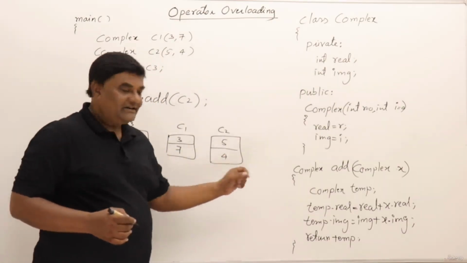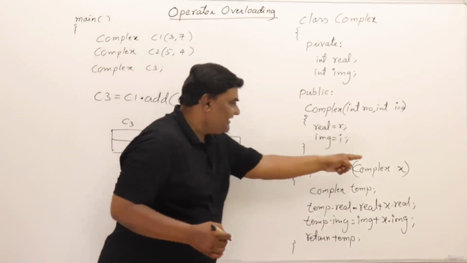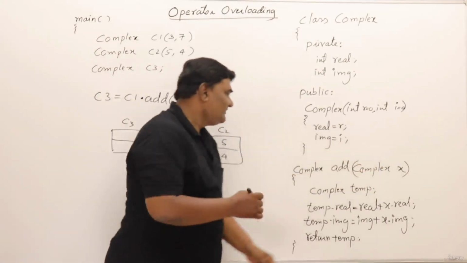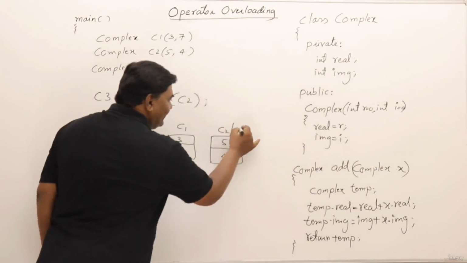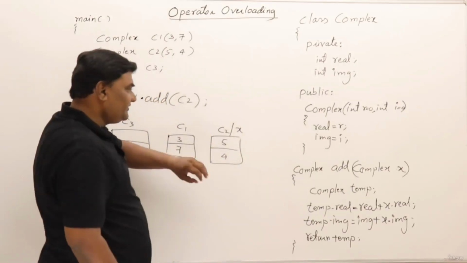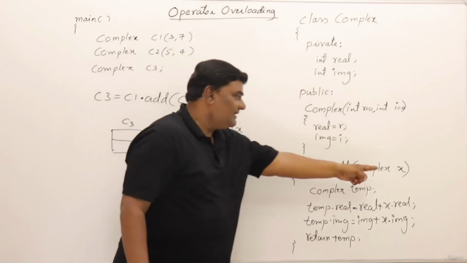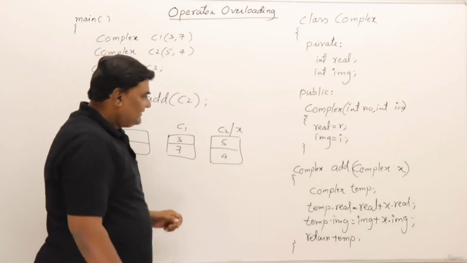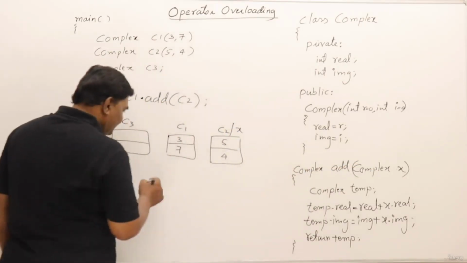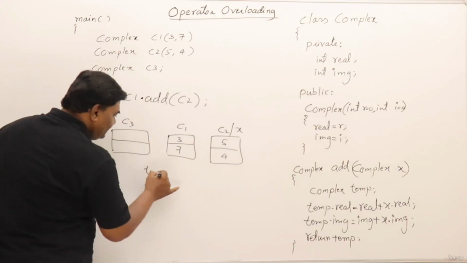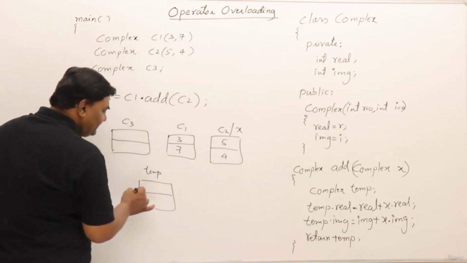Now let us understand its working. See, C2 is going as a parameter. So what is this X? This is called X there. Actually the C2 is not passed, the value of C2 is passed there. So the same object goes there and X is this one. Then here a temporary variable is created. So this is a temporary variable, another complex number.